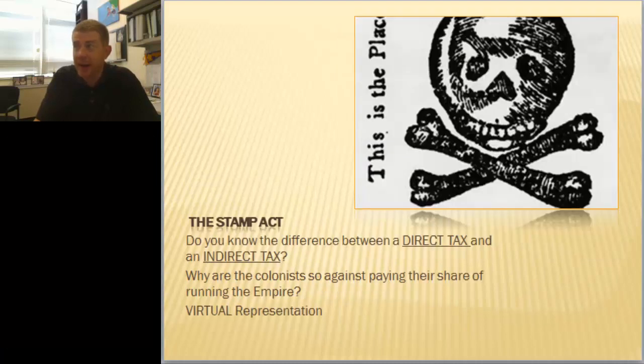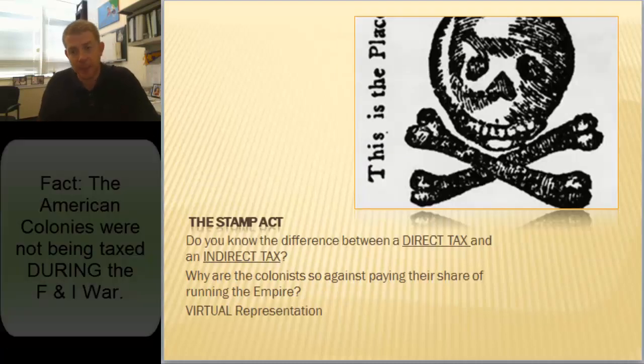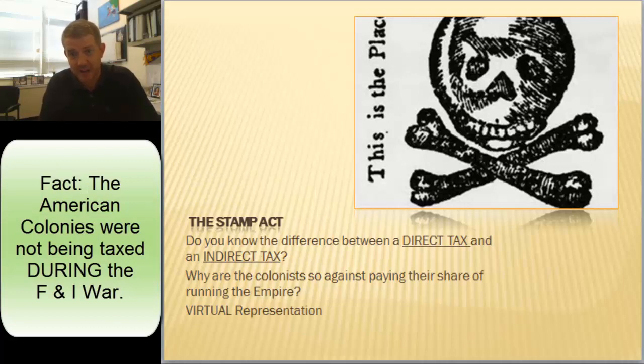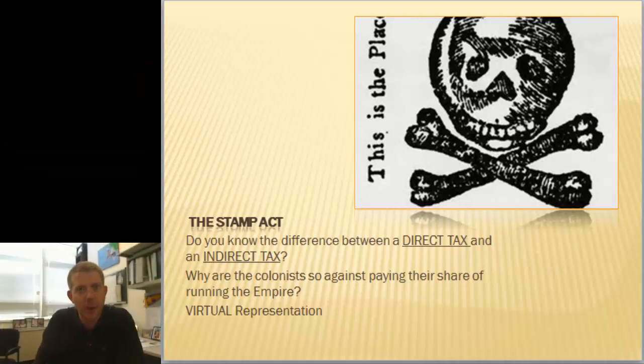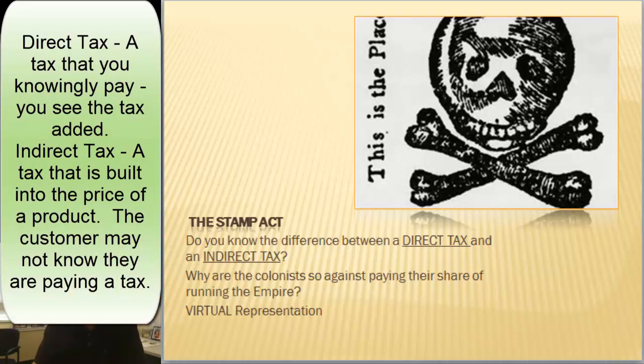This is followed up by a decision by the Parliament to tax the colonies. The Stamp Act is probably the best example. It's the one we used in class, right? And one question that I would ask you is, do you know the difference between a direct tax and an indirect tax? Why are the colonists so against paying their share of running the empire? And this goes back to that Stamp Act Resolution number 3, right? They are not consenting to it. They believe they don't have anybody representing them, so how can they be taxed?